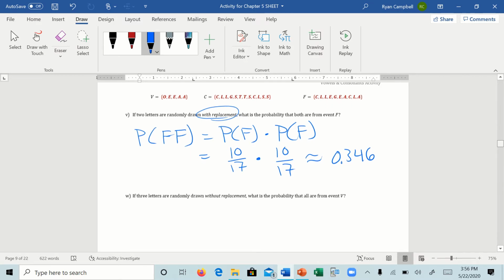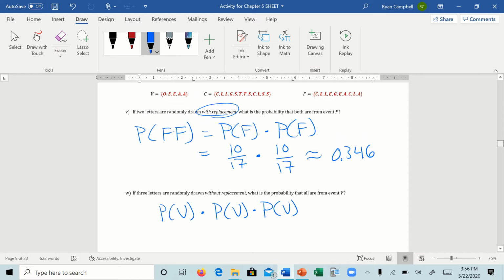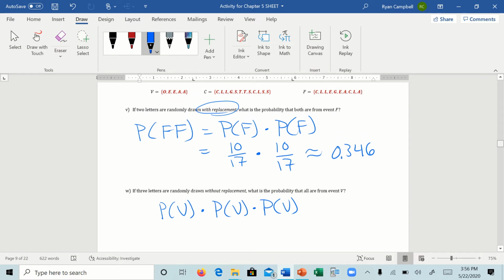All right, part F. If three letters are randomly drawn without replacement, what's the probability that all are from event V? All right, so again, walk me through what happens. First time you do it, you get a V. Second time you do it, you get a V. Third time you do it, you get a V. So it's three different ones, right? The probability of V times the probability of V times the probability of V. So what's the probability of V? Well, there's 5 of them out of 17.